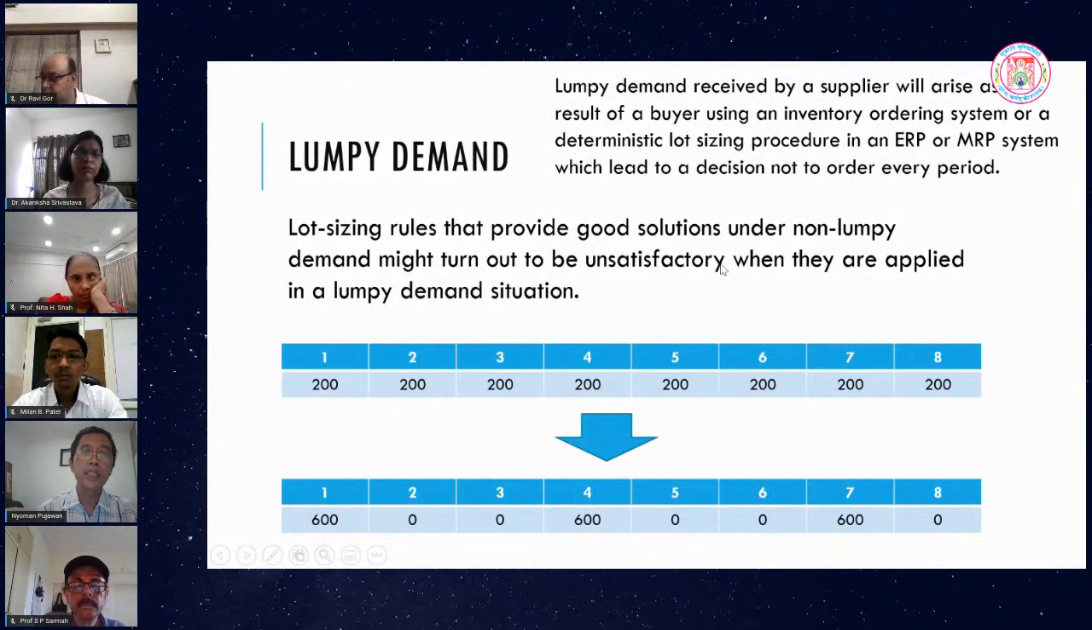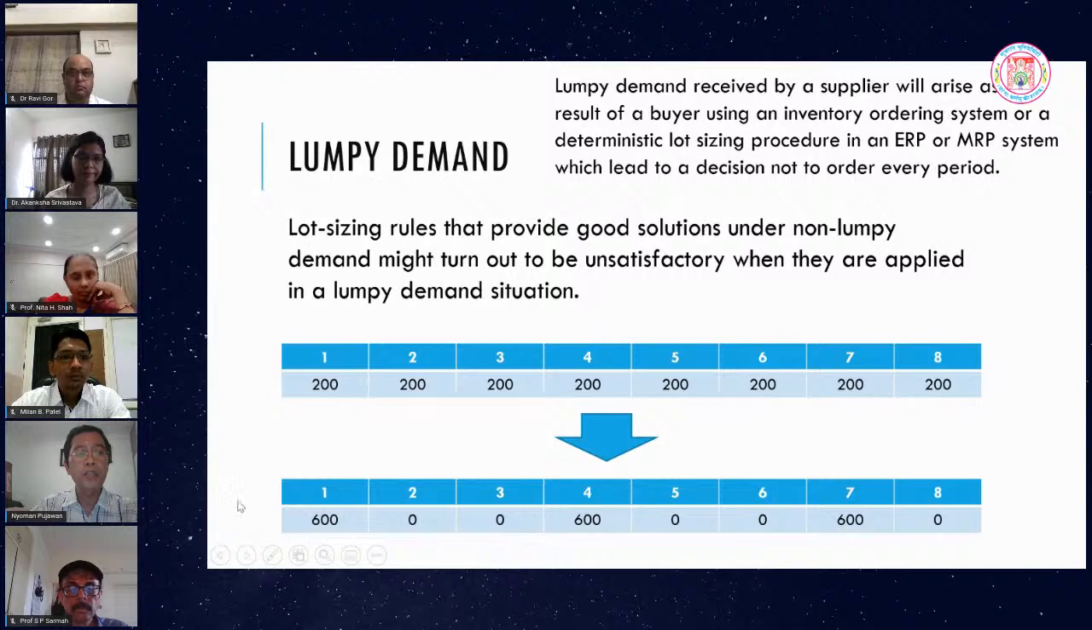So the first one is, how do you deal with lumpy demand? Lumpy demand, as I put in here, is demand that is not happening every period. For example, in the first table that I show you, you have a very idealistic demand, where it is 200 units in every period. All lot sizing rules will work perfectly if you have that kind of demand. Unfortunately, it is very rare, maybe unrealistic, to assume that demand will have that kind of pattern.